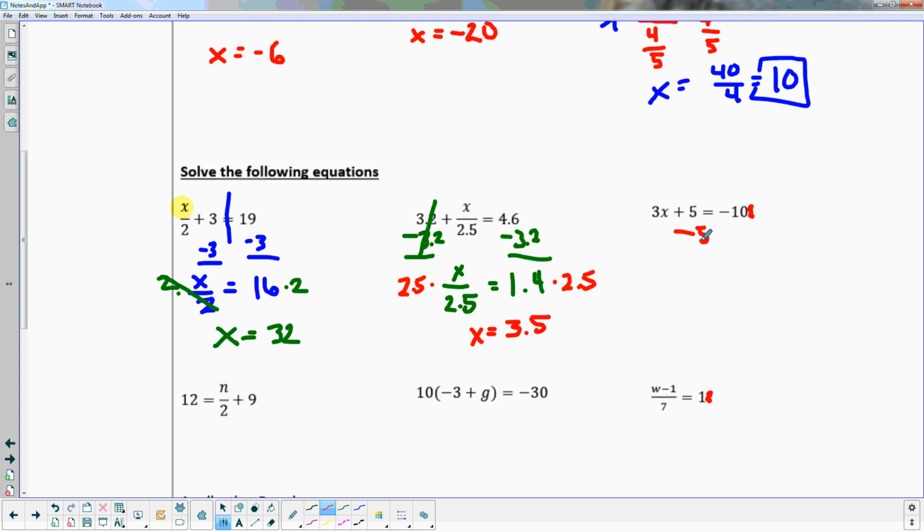So on this one, my first step, I want to subtract 5 on both sides. 3x is going to equal negative 10 minus 5, which is negative 15. And now I want to deal with the 3x. We'll divide that by 3 on both sides. Here they cancel out, and I get x equals negative 15 divided by 3, which is negative 5.